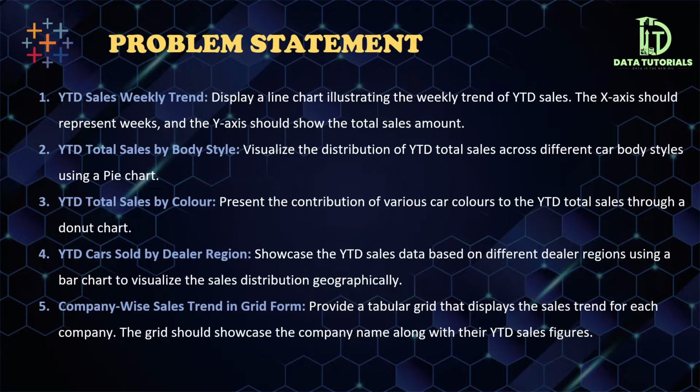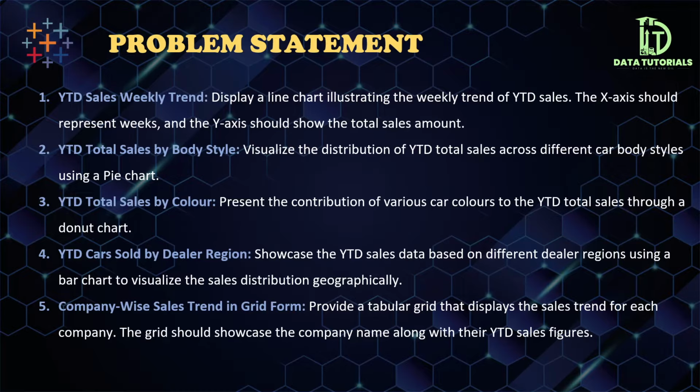All right, then he wants us to find out the year to date sales by body style. So he wants us to distribute the year to date total sales across different body styles, and he wants us to visualize it in the form of a pie chart. The same is for colors, but instead of showing a pie chart, he wants us to show it in the form of a donut chart.